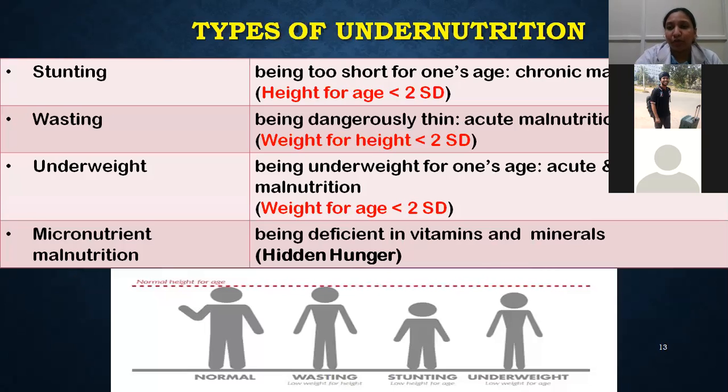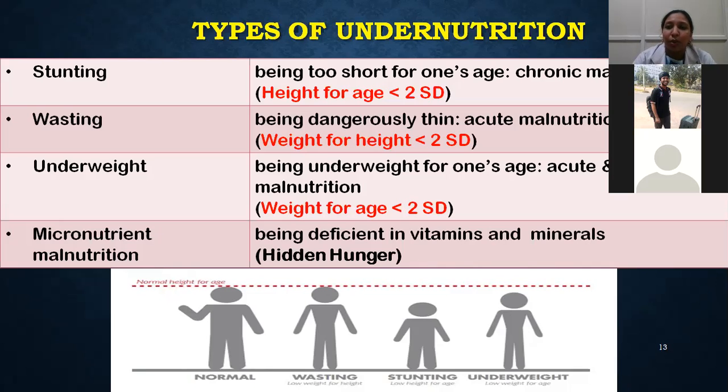So coming to the types of undernutrition, we have different categories here. The first one is stunting, which is nothing but being short for one's age. So the person will not be growing in height, he will be very short. It's not like dwarfism, which is due to genetic problems, but stunting is due to chronic malnutrition. The person is not having proper food. So due to this, the stunting is happening. So here the indicator is height for age less than 2 standard deviations.